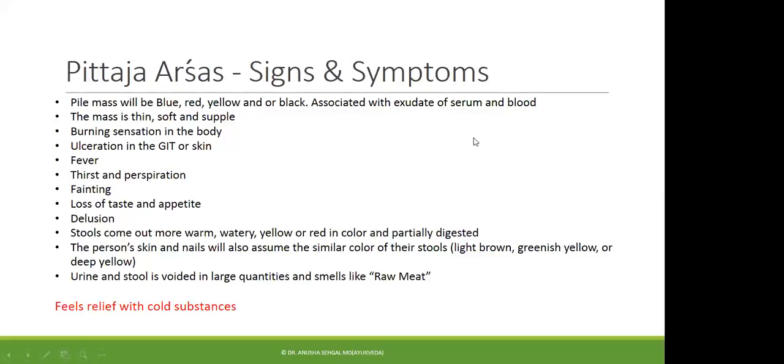The urine and stool is voided in large quantities and it smells like raw meat. What they mean by raw meat is it has that sort of smell of blood, which you'll find in Vātaja Arśas. Now, what they say here is in Raktaja Arśas, and we'll look at this in a second, the difference between Pittaja Arśas and Raktaja Arśas is that in this type, you may get some exudate that is stained with blood, but in Raktaja Arśas, it is where there is actual bleeding. It is a bleeding type of piles, okay?